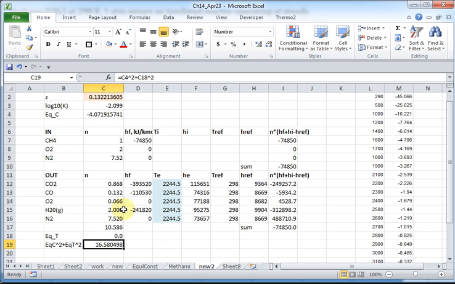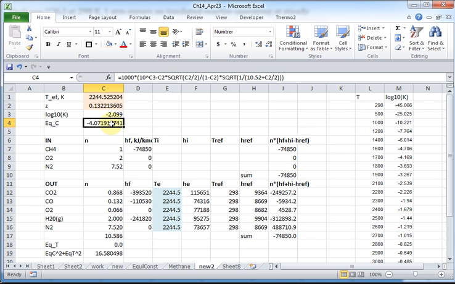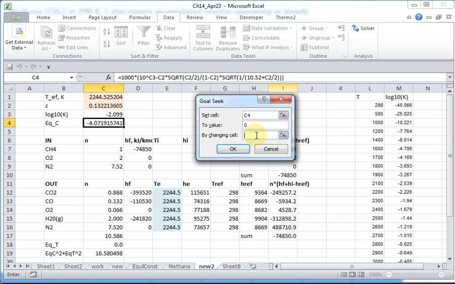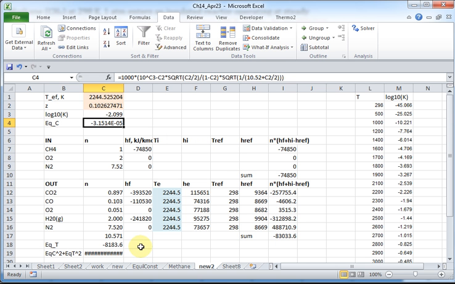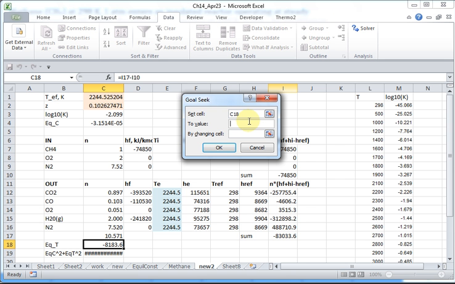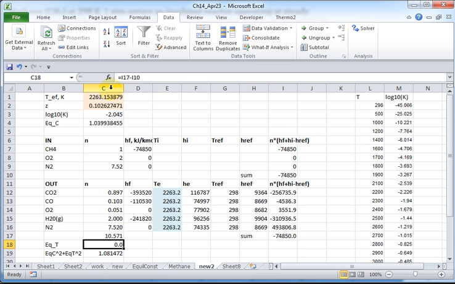All right, and you can see that if I drive this one to 0, data, what if, goal seek, set the value to 0 by changing Z, okay, that it upsets the energy balance, and then this number is no longer close to 0. True? But I'm going to do this, what if, goal seek, to the value 0 by changing the temperature. Somehow it looks like we're getting close to a balance equation.